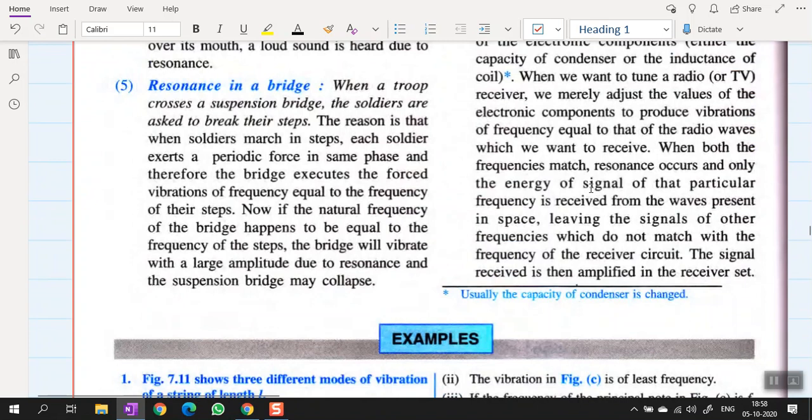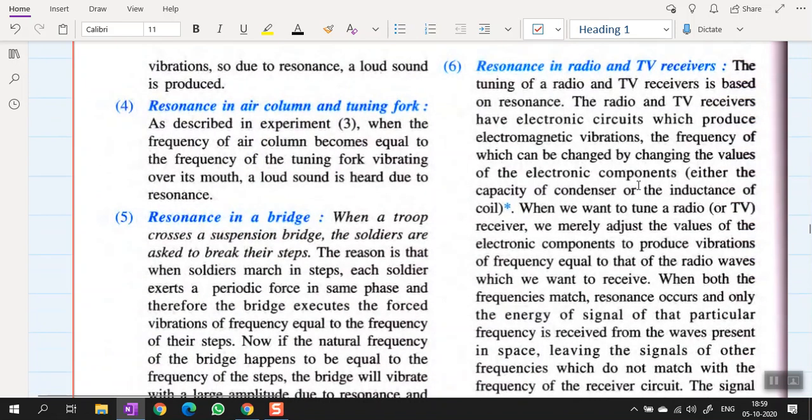ठीक है, व्हेन बोथ द फ्रीक्वेंसीज मैच रेजोनेंस अकर्स एंड ओनली द एनर्जी ऑफ सिग्नल ऑफ दैट पर्टिकुलर फ्रीक्वेंसी इज रिसीव्ड फ्रॉम द वेव्स प्रेजेंट इन स्पेस इन एयर लीविंग द सिग्नल्स ऑफ अदर फ्रीक्वेंसीज व्हिच डू नॉट मैच विद द फ्रीक्वेंसी ऑफ द रिसीवर सर्किट. द सिग्नल रिसीव्ड इज देन एम्पलीफाइड इन द रिसीवर सेट. ठीक है, सो दैट इज रेजोनेंस इन रेडियो एंड टीवी रिसीवर.